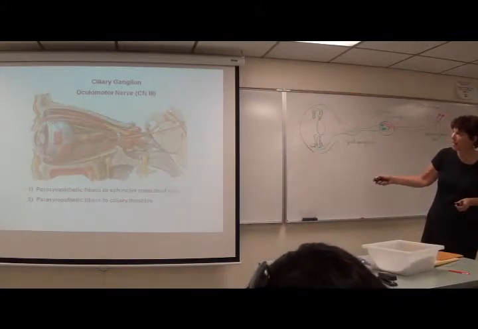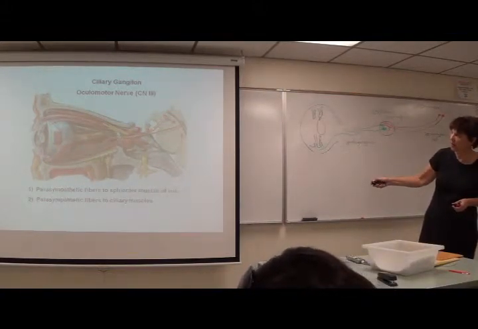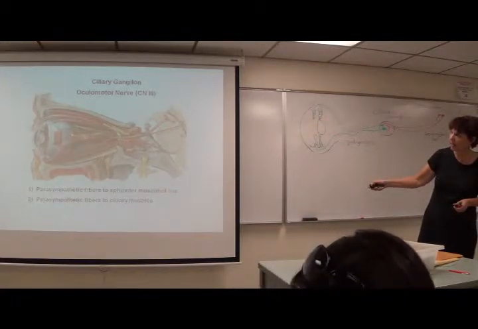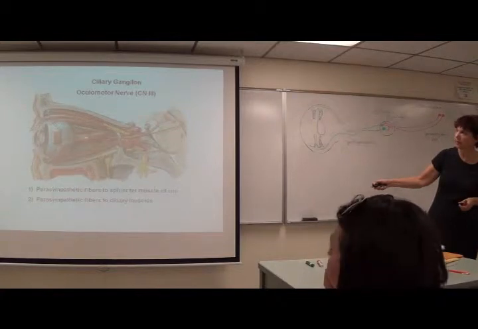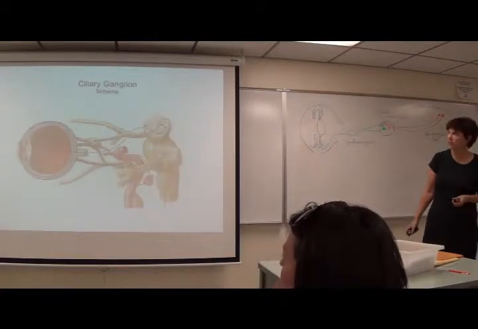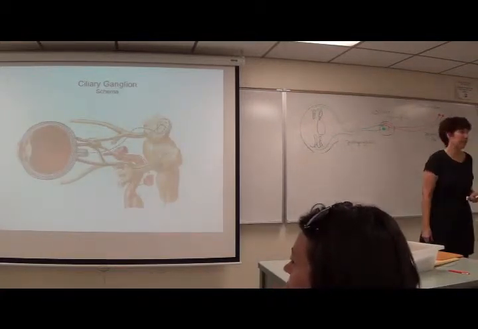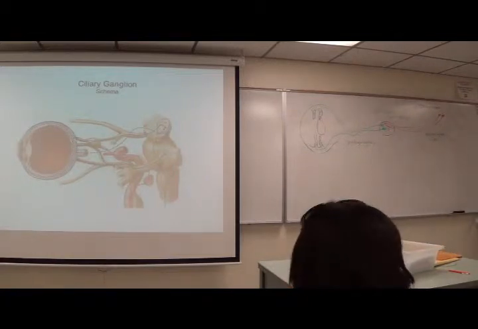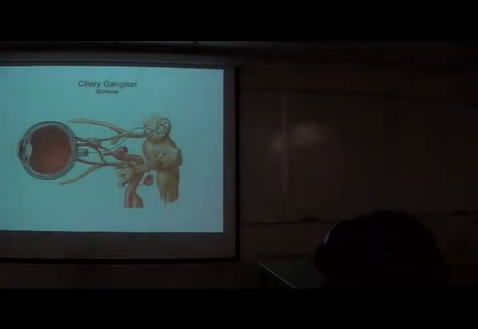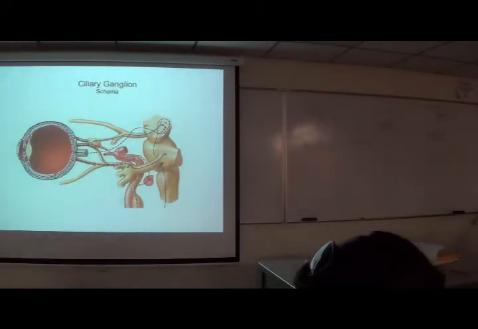So this is from Netter's, but you can kind of see the parasympathetic fibers coming through here, going to the postganglionic, and then postganglionic neurons then going into the fibers. So this is a schematic. This is also from Netter's, without all those other muscles involved.